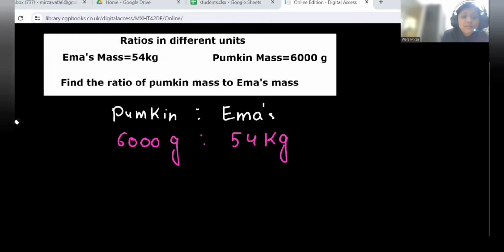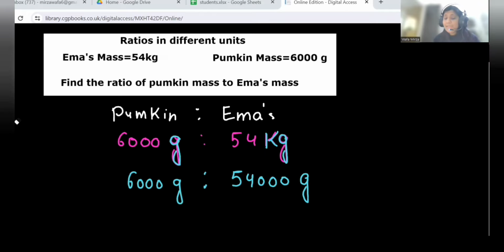Here the units are different. You can see that here it is gram and here it is kilogram. So 1 kilogram is 1000 grams. Therefore, I can say that 54 kilograms will be 54,000 grams. Here we have 6,000 grams. So whenever you are writing any ratio in which units are different, like here gram and kilogram, first you have to change them into the same unit, that is gram and gram, right?